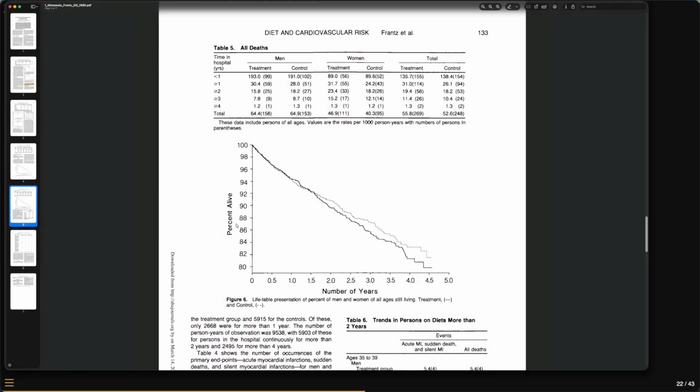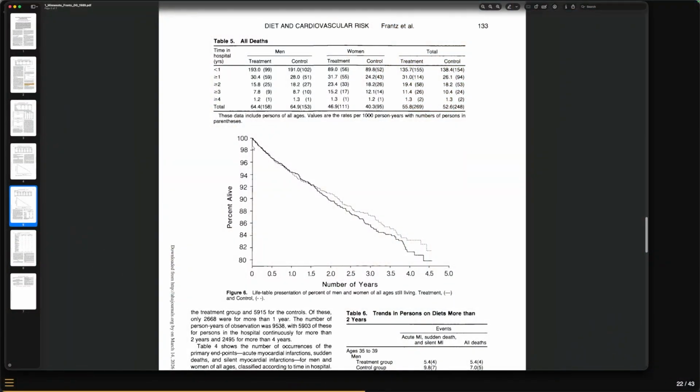So here, in this chart, you're looking at the percent alive on the y-axis. Of course, it starts at 100%. And it's the number of years where they're tracking the people. This is everyone who survived the 4.5 years or did not, but everybody's included in the beginning. So it's like 4,000 per group here. The dotted line is the control group. The solid line is the treatment group.